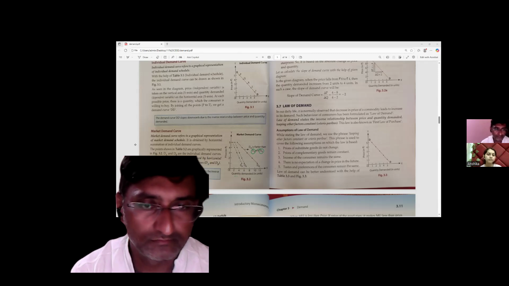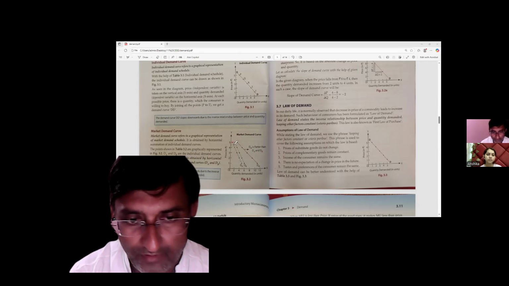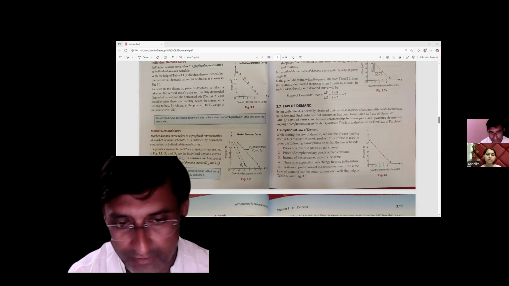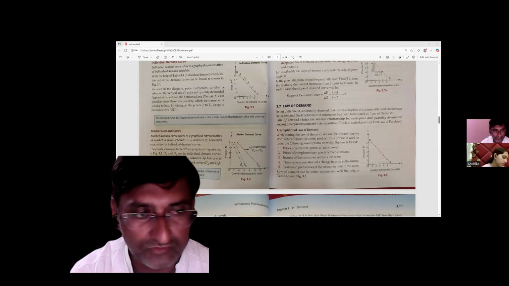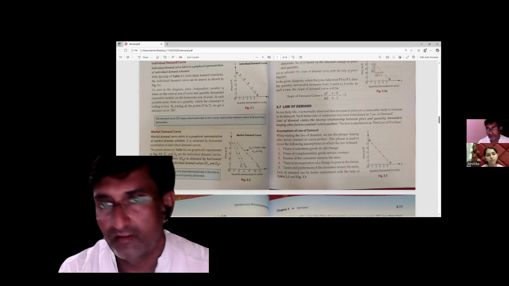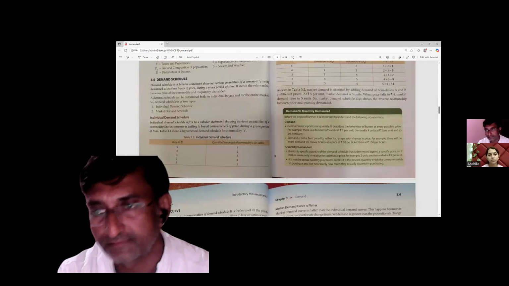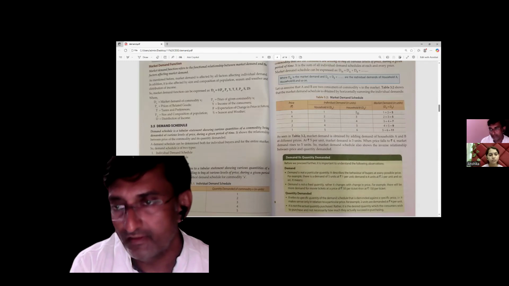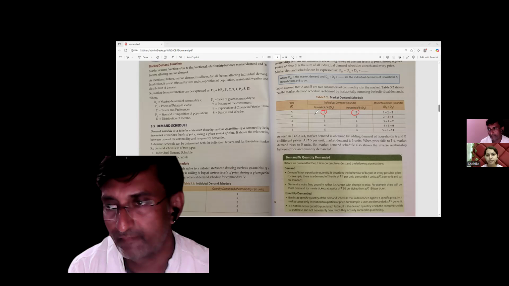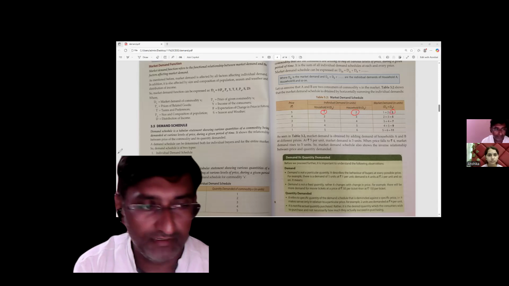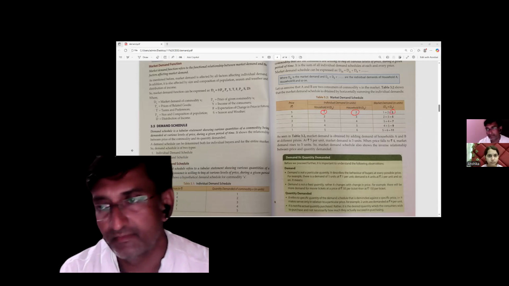So when price was 5, household A buys 1 quantity and household B buys 2 quantities. Let's see with the example so you can understand. Household B buys 2 quantities and household A buys 1 quantity. So it comes to 3, right? It comes to 3. That is called the market demand schedule.